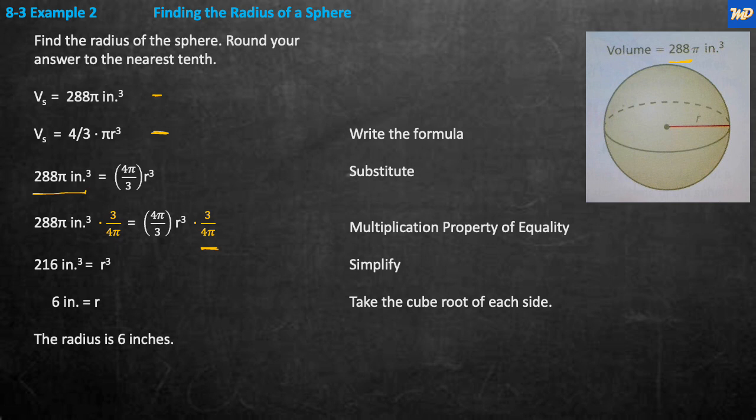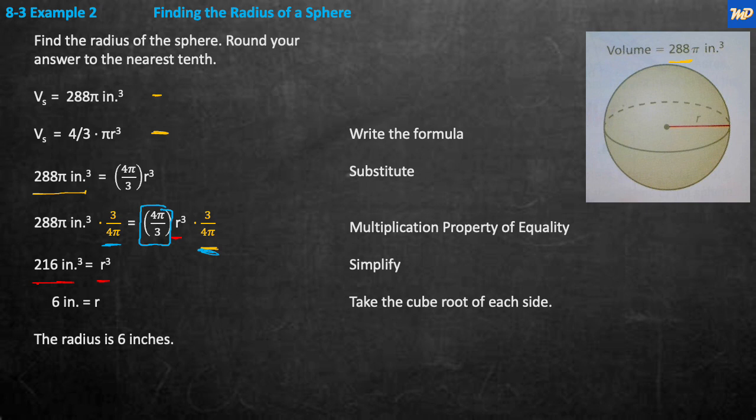Let me change the color, make it a little obvious. 3 over here and here. We'll multiply both sides by that to get rid of this piece right here. And by getting rid of it, I mean we get the radius by itself on this side of the equation. So now when we multiply 288 pi inches cubed by 3 and divide by 4 pi, we end up with 216 inches cubed. And that's equal to r cubed.